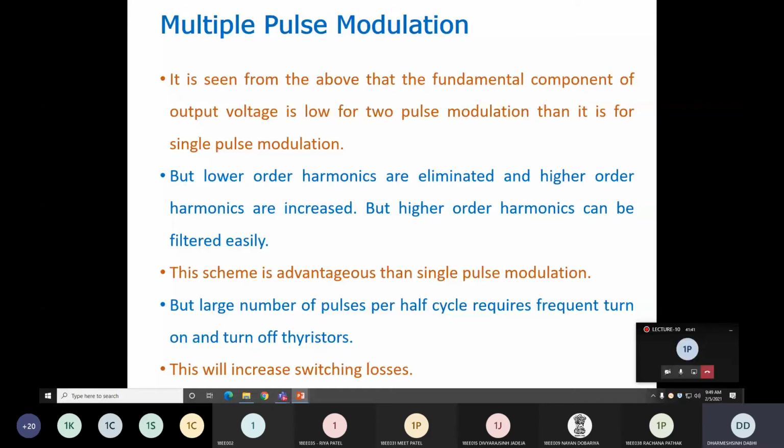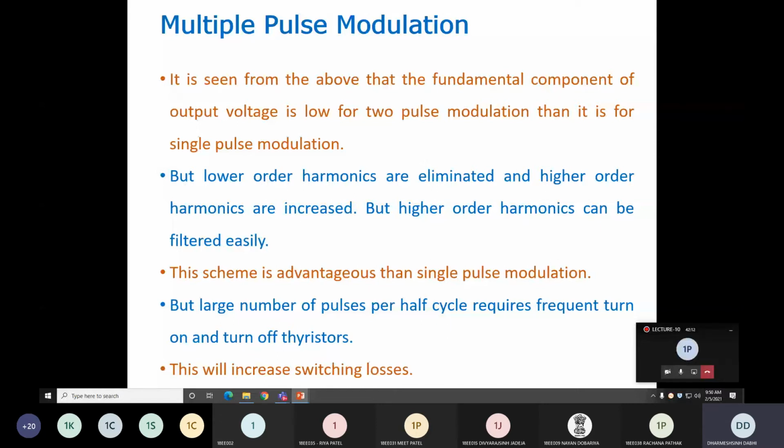So that creates the switching loss, and ultimately the efficiency of the inverter decreases. So, what is the final conclusion in this multiple pulse width modulation? That if you want to remove the harmonics, you have to compromise with the efficiency of the inverter. Because as we can see, for multi-pulse inverter, you get less magnitude of the output voltage. So ultimately the efficiency reduces.